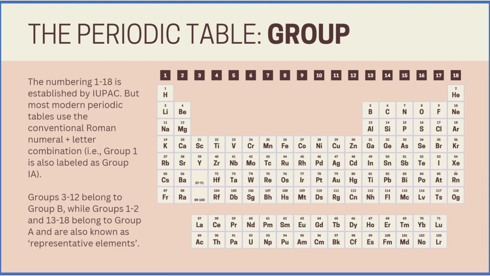Okay, while groups 1 and 2, that is the hydrogen group, you can see the hydrogen group, and the next one is the beryllium group. And 13 and 18, 13 which starts with boron and 18 which starts with helium. Okay, these are known as representative elements.